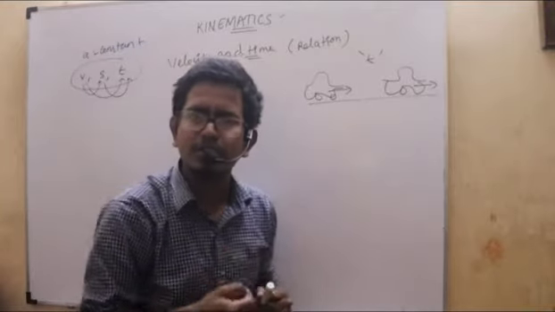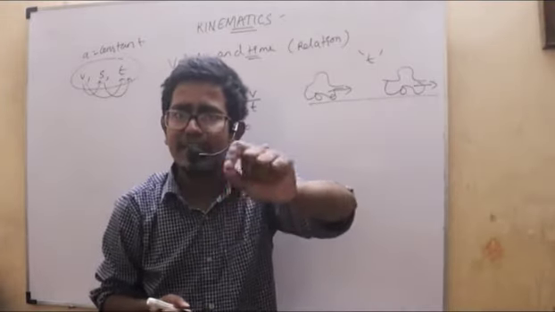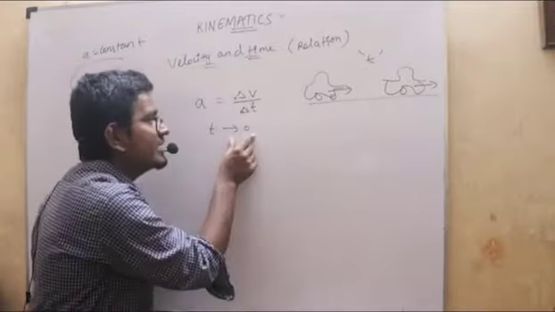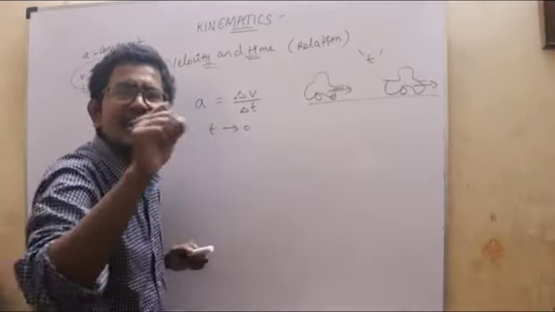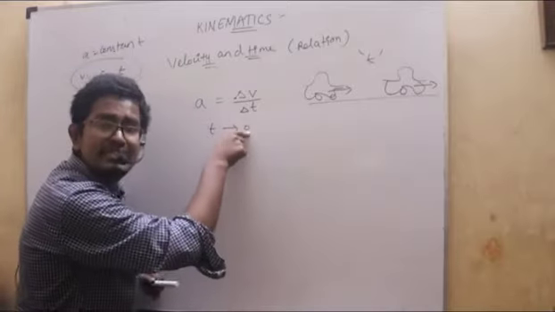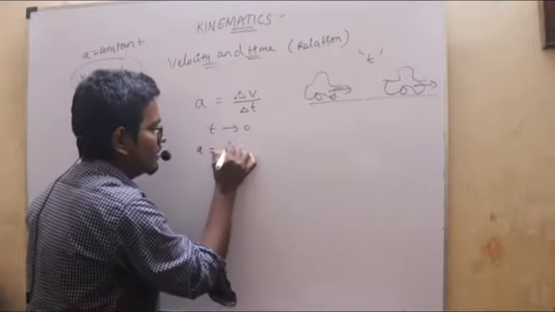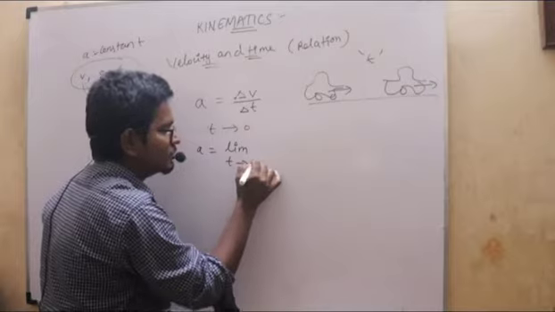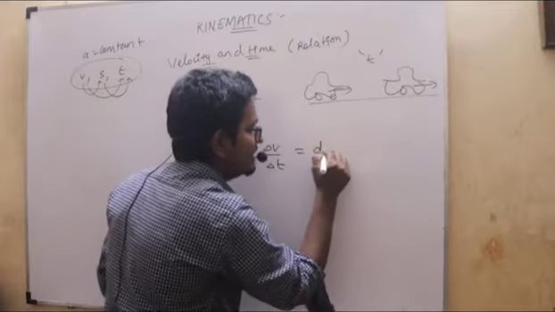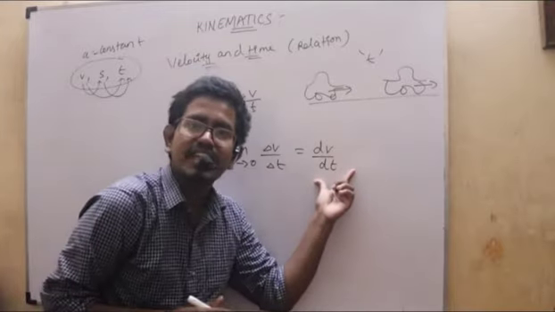Why am I saying it is tending to 0? I am asking exactly at an instant, at t is equal to 2 seconds, what is the acceleration? That means my time is nearly tending to 0. My delta t is tending to 0, then acceleration is equal to, if the limit t tends to 0, then we will call this del v upon del t as dv upon dt. It is the instantaneous acceleration.